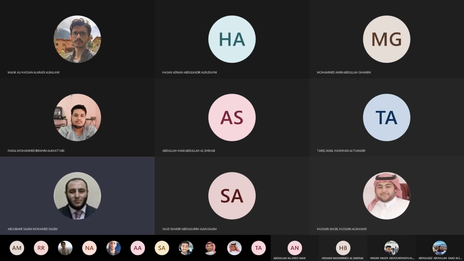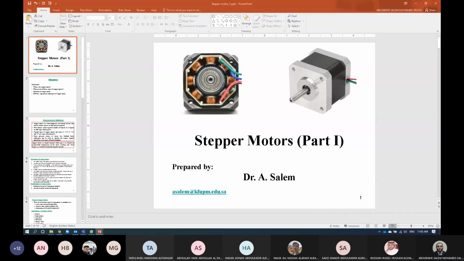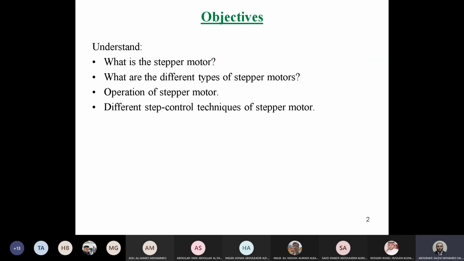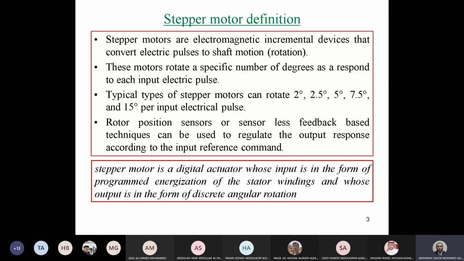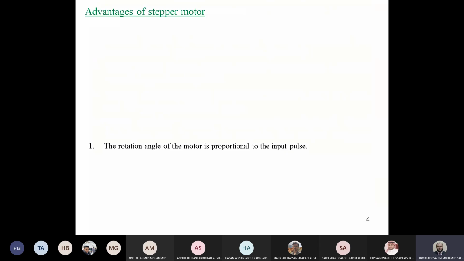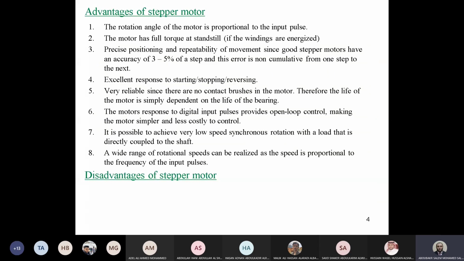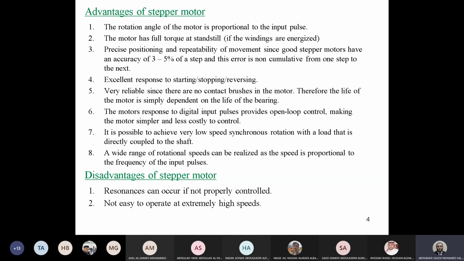Our discussions on the topic of stepper motors. We already started in previous class. We defined the stepper motor, what the stepper motor is and how it works. And we discussed the advantages and drawbacks. And as we said, it has a minimum of 8 advantages and just 2 drawbacks.